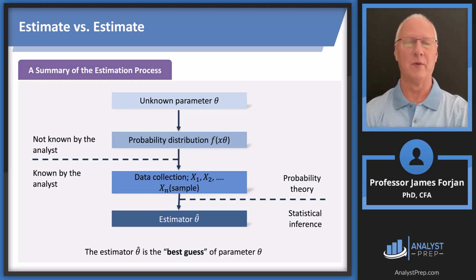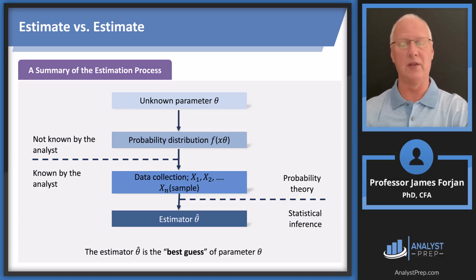All right, so here's a summary of this process. Remember that we've got this population, whether it's stock returns or finance PhDs, and we don't know what it looks like. So there's the unknown parameter, the Greek letter theta up there. It could be any Greek letter. We try to figure out what that probability distribution is ahead of time, but we don't really know exactly what it is. We might have some idea.